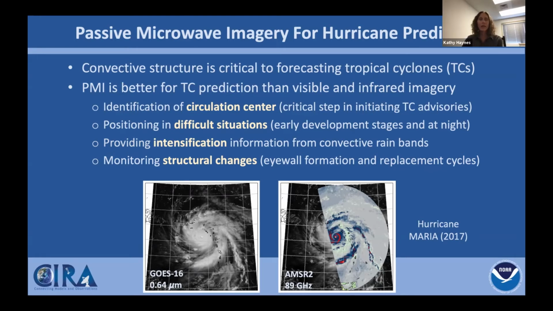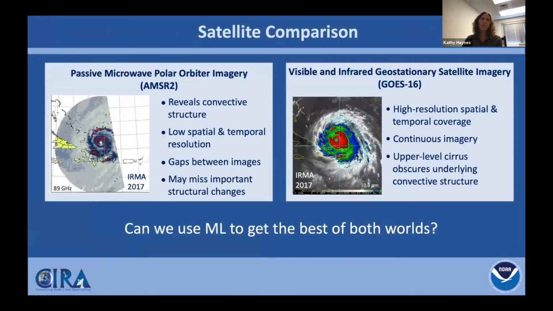And if we look at the example on the bottom, here on the left, we see geostationary imagery from the visible wavelength. And then on the right panel, we see that overlaid by the microwave imagery. So we can see how it actually can sort of see through the clouds to reveal that internal structure.